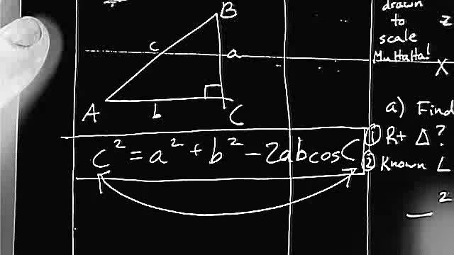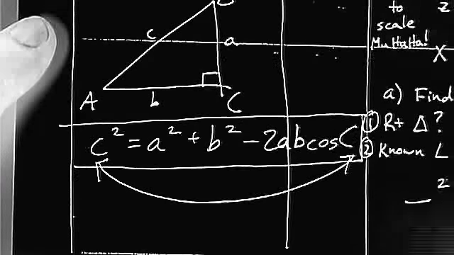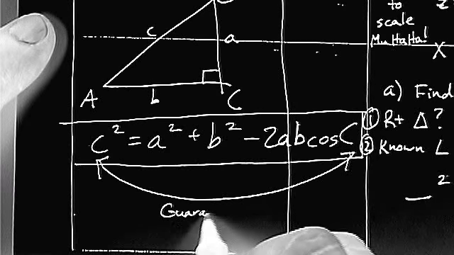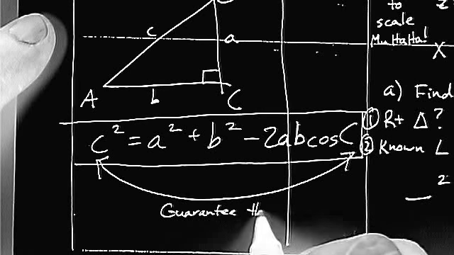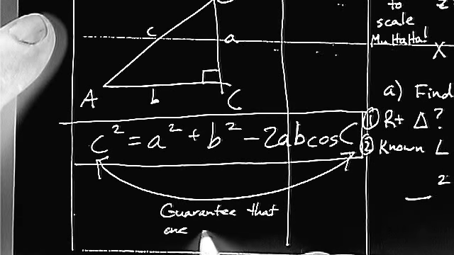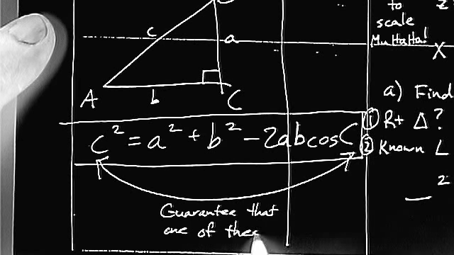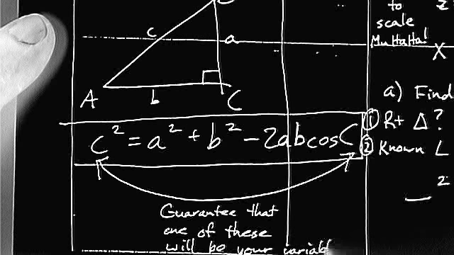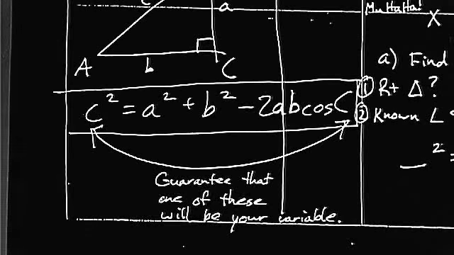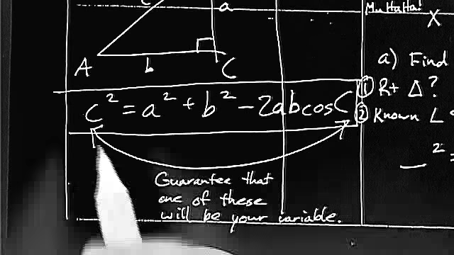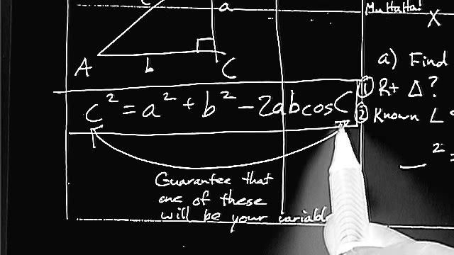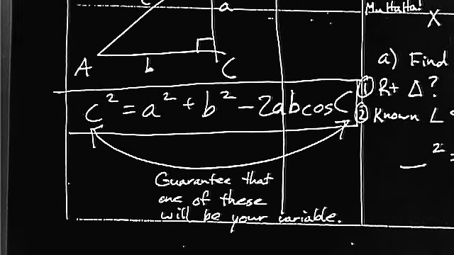Not only do I guarantee you that that will be the most important decision of the whole process, but I also guarantee that one of these will be your variable. Either side C is going to be your variable, or angle C will be your variable. But one of those is going to be your variable.